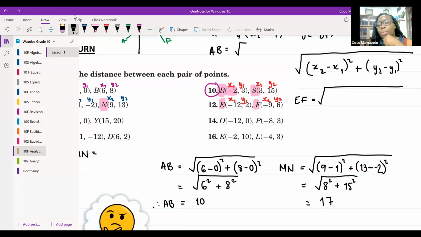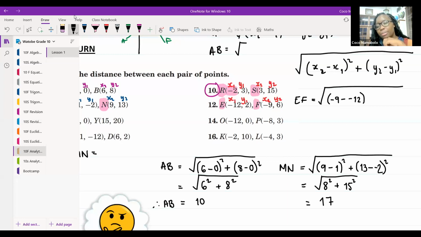All right. So I'm going to open brackets and take my x2 value. How much is my x2 value? X2 value is negative 9. Good. So I'm going to go negative 9 minus, what is my x1 value? Because I need to minus my x1 value. It's negative 12. Good. So negative 9 minus negative 12. You agree with me? Yes, ma'am. And then I'm going to close bracket.